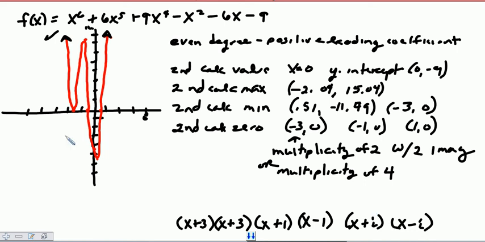You could have something that looks very similar to this and have 4 x plus 3's and x plus 1 and an x minus 1. Or you could have 2 x plus 3's, 3 x plus 1's, that gives you an odd multiplicity, so it goes through, and an x minus 1, or 2 x plus 3's, and x plus 1, and 3 x minus 1's. Odd multiplicity is going to go through, even is going to bounce. If you don't have enough real factors, then you've probably got imaginary factors for the rest of them.